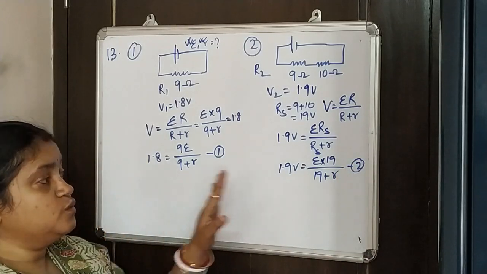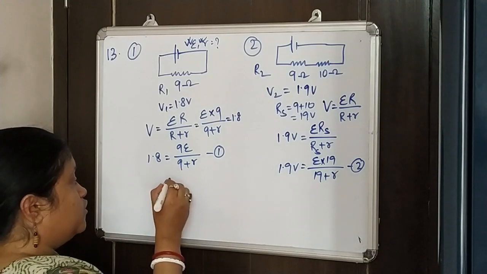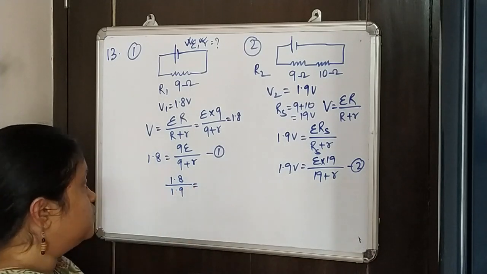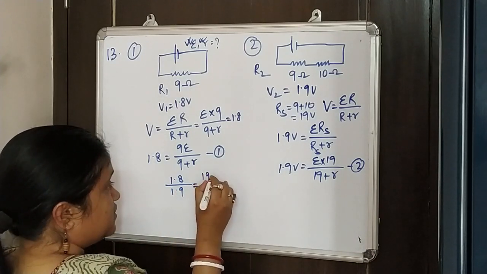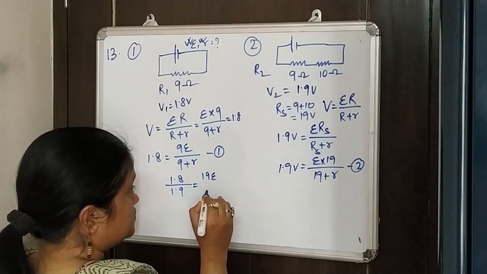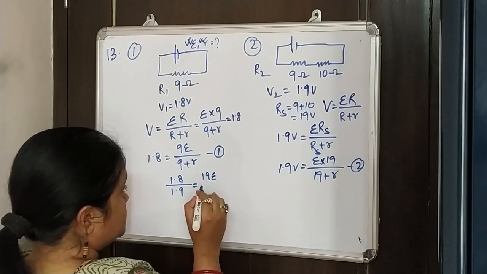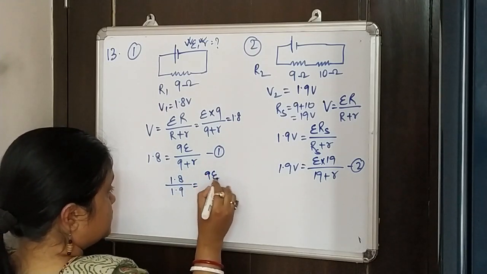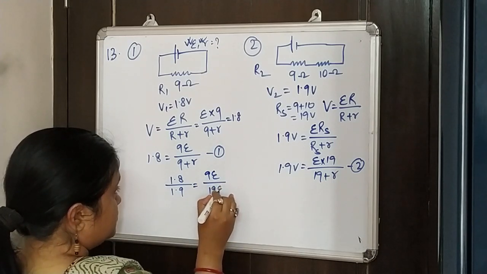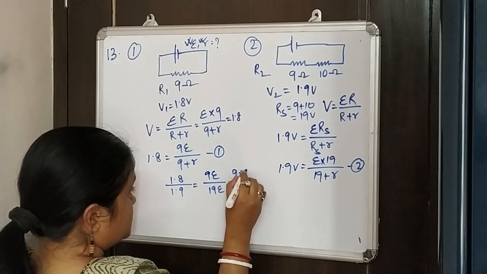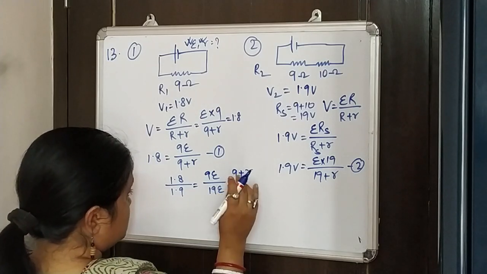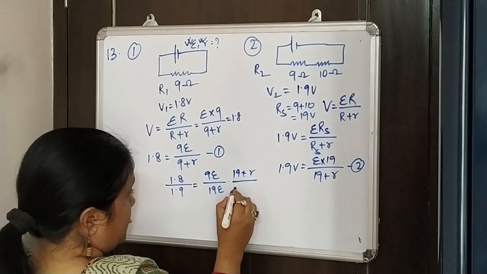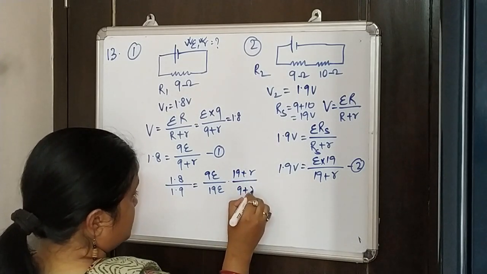So this becomes my equation 2. Now we divide equation 1 by 2, therefore we get 1.8 divided by 1.9 is equal to 9 epsilon divided by 19 epsilon into, sorry, this will become 19 plus r divided by 9 plus r.